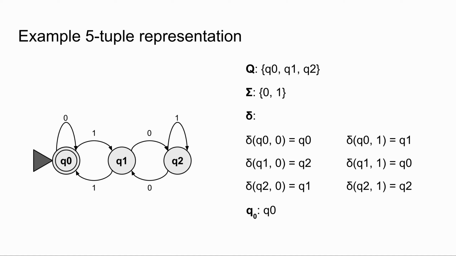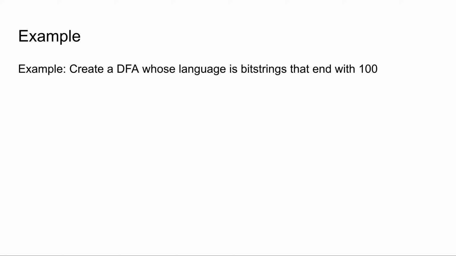Then, we can see that Q0 is our start state because there is a triangle attached to it. Lastly, Q0 is also our only accept state because it's the only state with two circles. So, we've just converted this picture representation of a DFA into a 5-tuple. Now, let's go over an example of how to construct a DFA.